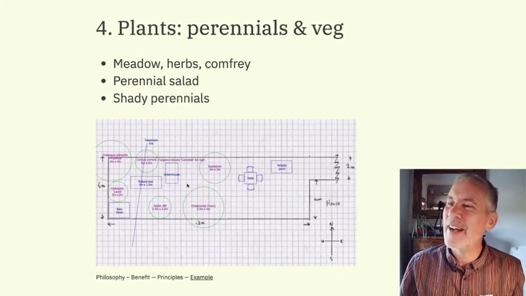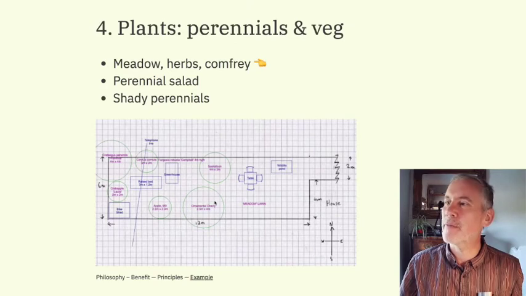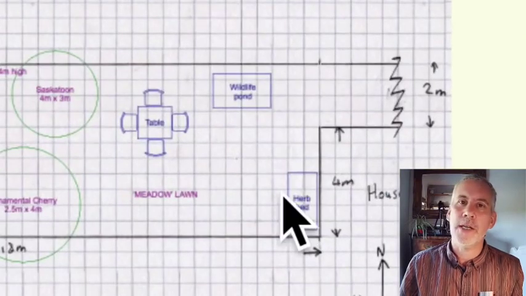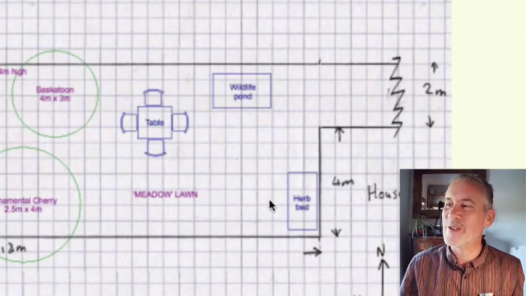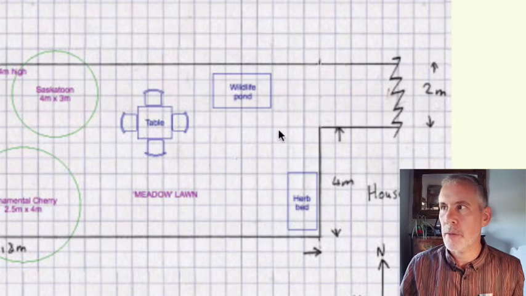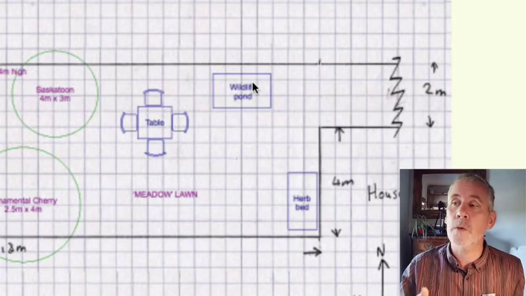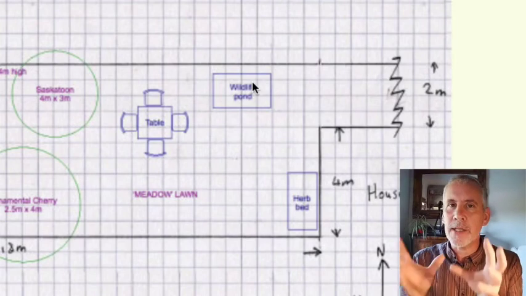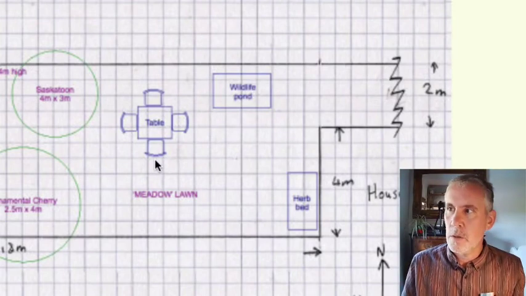And now plants, perennials, and veg. So meadow, herbs, and comfrey. Oh, the herb bed down here. So the herb bed is near the kitchen. So the herbs and your fruits are near the kitchen. It's getting westerly sun, so it should be okay for most of them. Depending upon the herbs that you're growing, there might be Mediterranean herbs, in which case you want more sun for them. So it's always balancing out between the different variables.